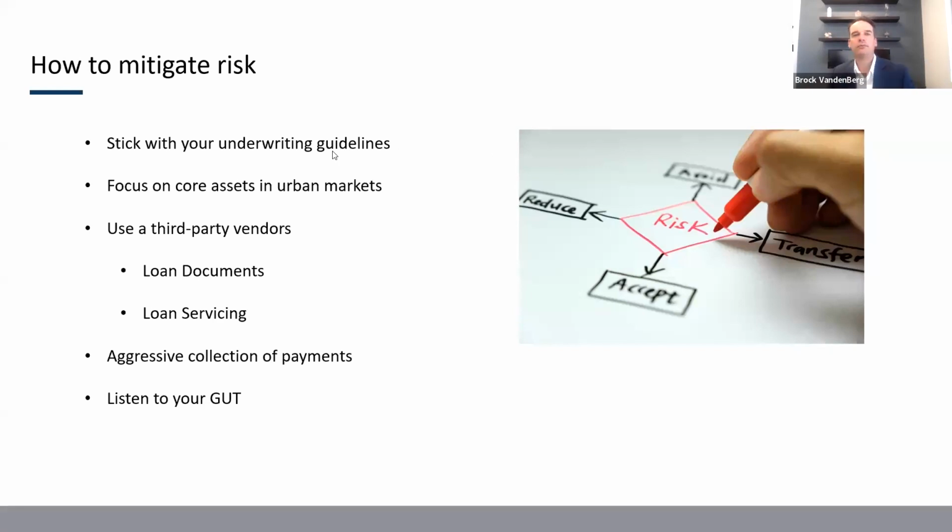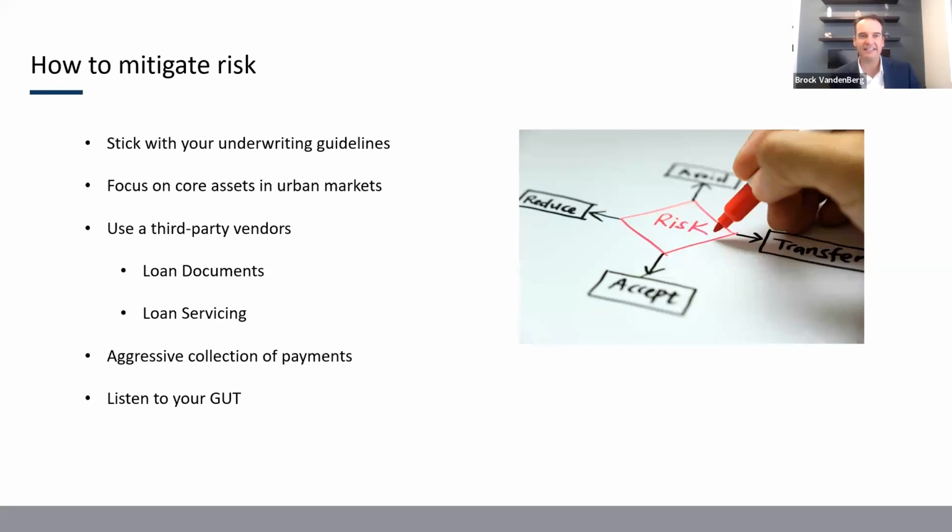All right, so let's go ahead and look at things that you can do to mitigate your risk. I really covered a lot of this already. Stick with your underwriting guidelines. I know there's going to be a deal in front of you that's paying higher than what you're used to on a return. It looks great, but there's a reason why they're charging you a higher rate, and you want to stay away from that. Stick with your underwriting guidelines.